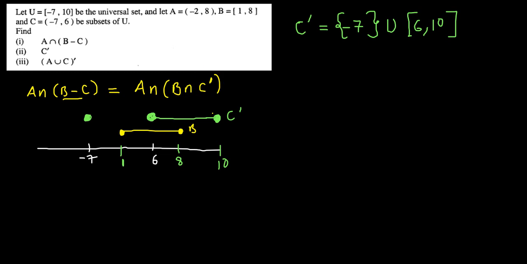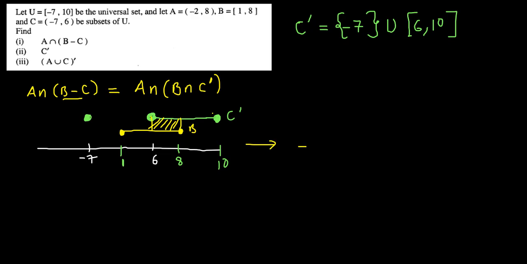So this is the set C complement, this is the set B. So we want to see where they're intersecting. Can you see that they're intersecting here? Here. So what I've shaded is B intersection C complement. I can now write it again.